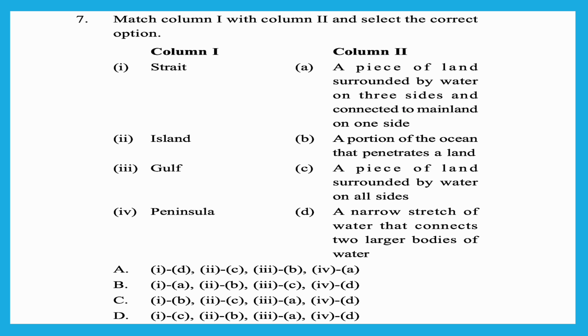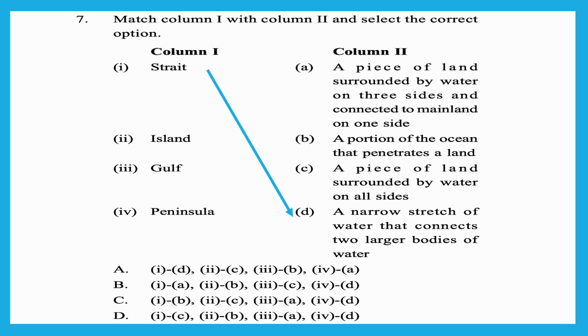Question 7. Match column 1 with column 2 and select the correct option. Let's see. The first one is strait. So what is a strait? Strait is a narrow stretch of water that connects two larger bodies of water. So 1 matches D. Second one is island.